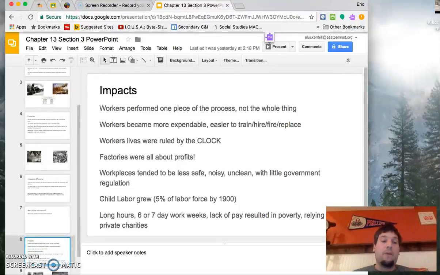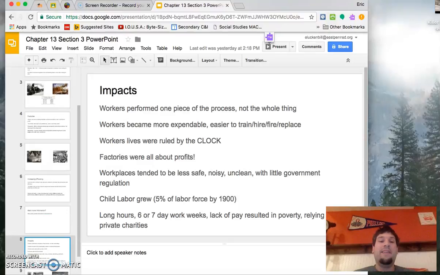And here's another big one. The workers lived by the clock. Their lives were completely ruled by the clock. You now did not work when you felt like it. You didn't work when you had time. You worked when the clock struck 7 a.m. And then you worked for 12 hours or 10 hours or 14 hours, however long the factory wanted you to work, you would work. Because once again, the factories were about profits. It was not about you. It was about the output of the material or the process or whatever you were making.